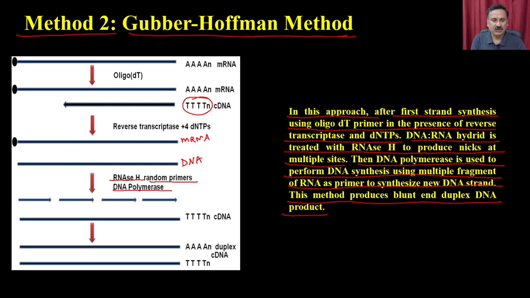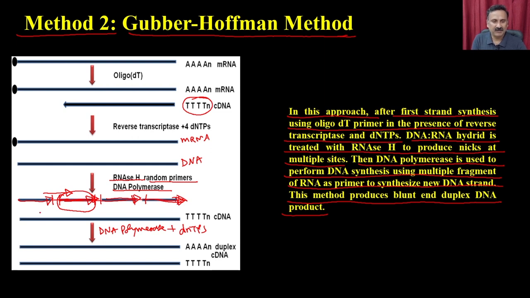Once you add the RNase H, it is going to chew the RNA at multiple places, leaving some amount of RNA to act as primers at multiple places, and it is going to keep some nicks. In the second step, you use these sequences with the help of DNA polymerase. When you add the DNA polymerase along with the dNTPs, it is going to use these as primers and start synthesis. When the DNA polymerase runs, it removes the downstream RNA sequence and synthesizes its own sequence, and that is how it synthesizes the new DNA strand.